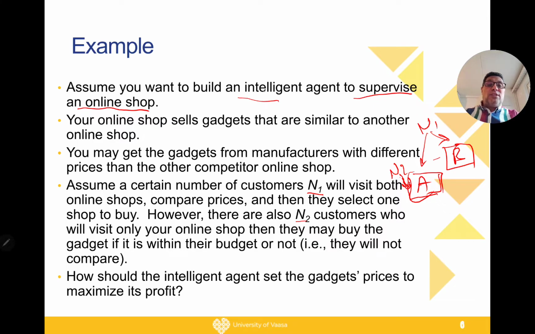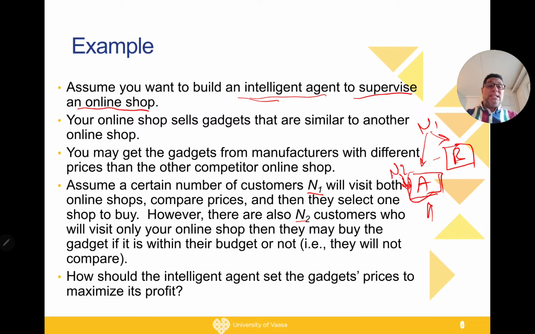How should the intelligent agent react, and what prices should it use for the gadgets, assuming that both shops got the gadgets at different prices, for example from different vendors, but the gadgets are equivalent? The price will be one of the strategies used by the intelligent agent. So what price should it use, or what kind of marketing, and so on.